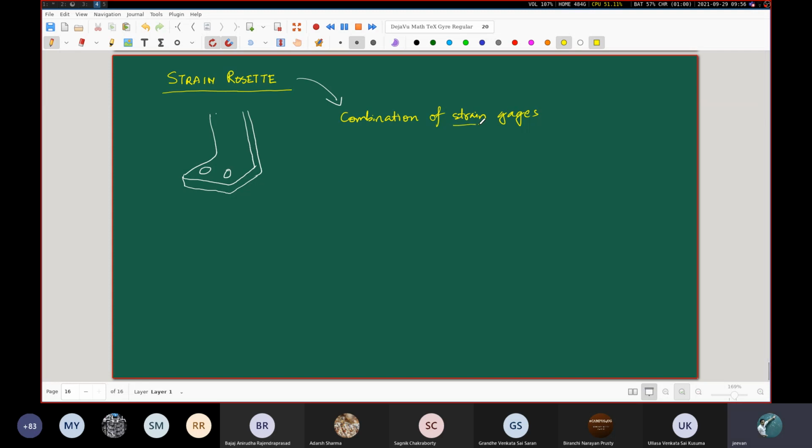Are you familiar with strain gauges? Somewhat. Yes or no? Yes, sir. I think now we are going into a territory where the yes and no is going to depend on which board you had studied your +2 from.